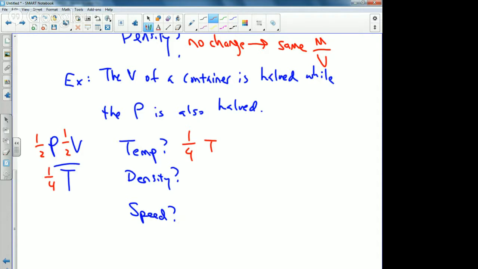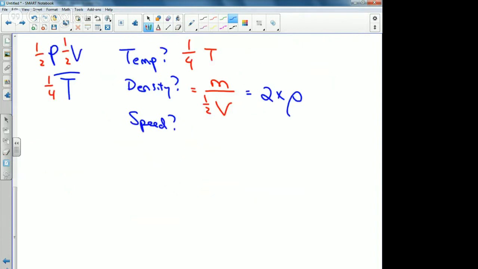What happened to density? What happened to the density of the molecules? Maria, would you like to try again? No. Siddhan? It doubles. Why does it double? Because the volume halves. So you have 1/2 the volume, good, which means that you have 2 times the density. Good. How about speed? Now this is the important question here, because this is the actual AP question.